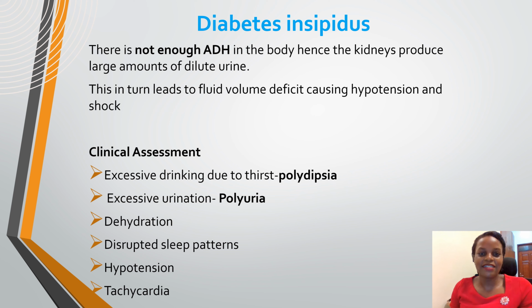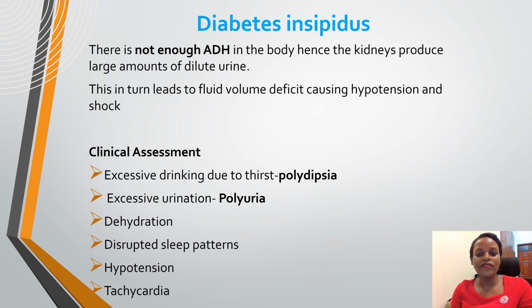So let's look at our first condition, diabetes insipidus. I know you've heard the word diabetes mellitus, diabetes insipidus. They have some similarities. However, the difference is that here we are not passing out any glucose in urine. So what does this look like?